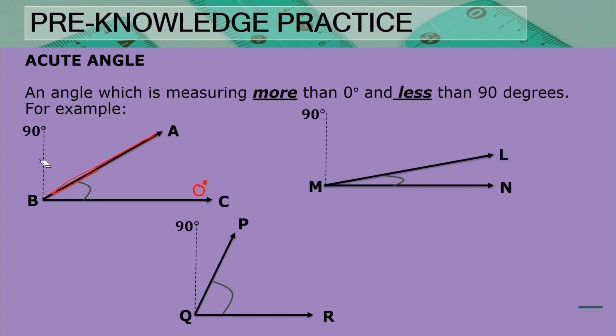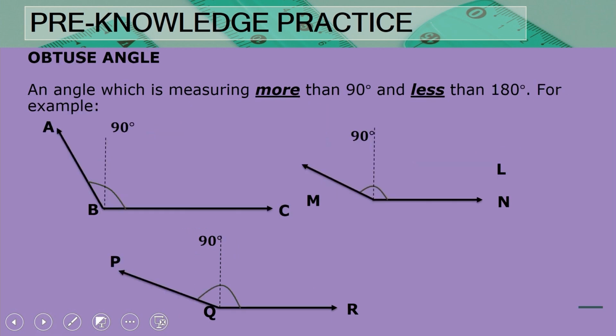So if an angle is less than 90 degrees but more than 0 degrees, then we say that that angle is an acute angle. And we can see that there are more examples of this acute angle. It is more than 0 degrees but less than 90 degrees. So as long as it's more than 0 degrees but less than 90 degrees, then we call that angle an acute angle. What about if the angle is more than 90 degrees?